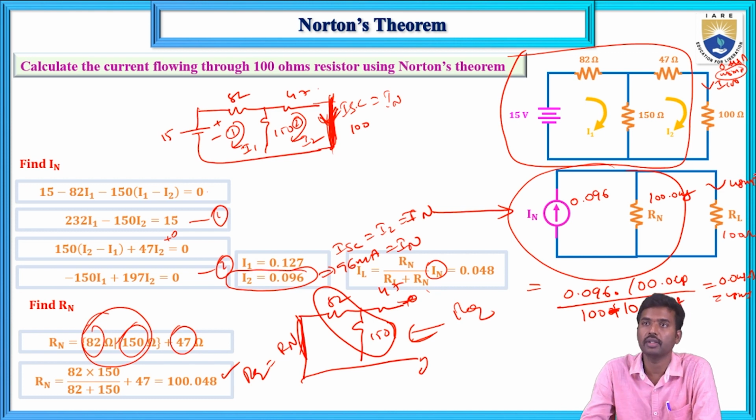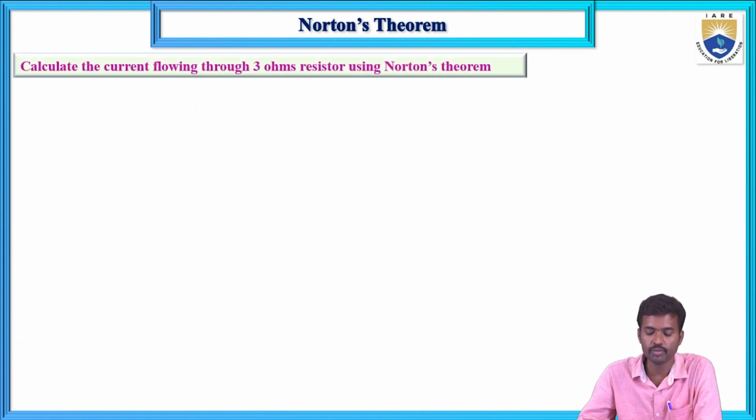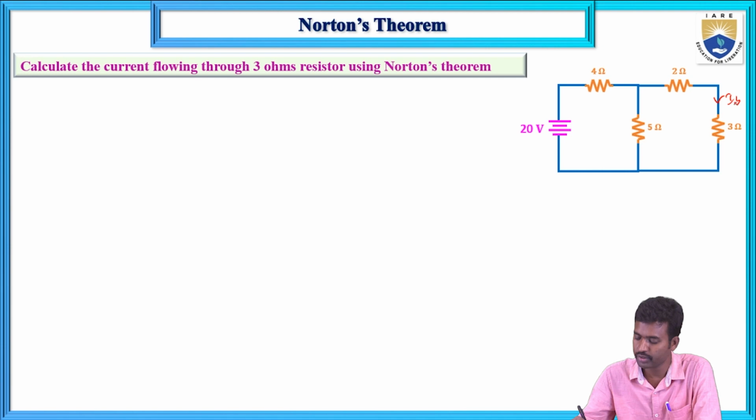If you use Thevenin's, nodal, mesh, any method you can use, you will get the same value, that is 0.048 ampere, 48 milliamps. Now, second question here: calculate the current flowing through the 3 ohm resistor using Norton's theorem. Now, the same related problem. Here, the current flowing through the 3 ohm resistor, RL equals 3 ohms.